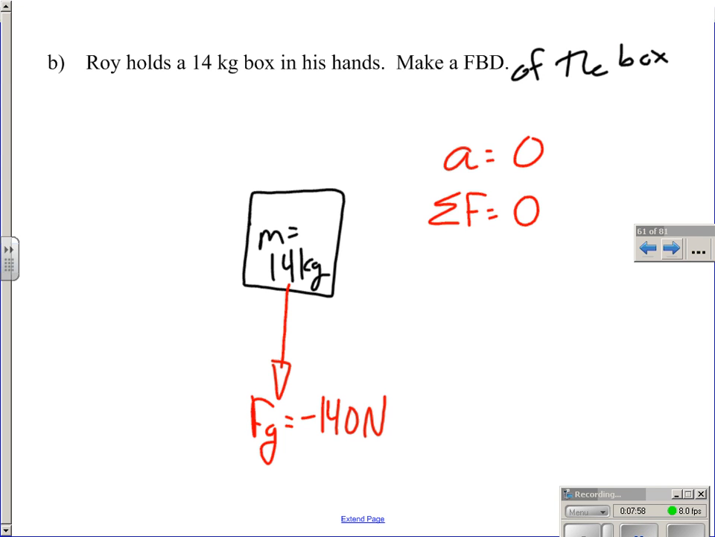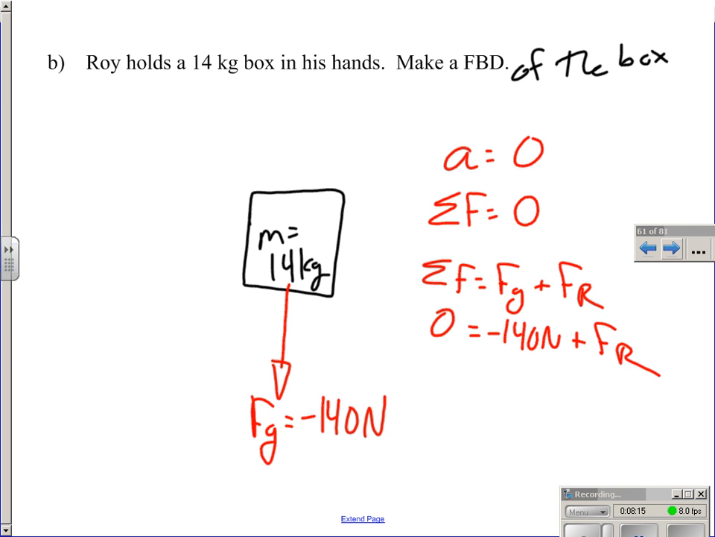So that means that, let's see, our net force in this problem is the force of gravity plus, we already said Roy had to be pushing it, right? So those are only 2 forces. We know our net force is 0. We know our force of gravity is negative 140 newtons. So what does the force of Roy have to be? Well, if you add 140 to both sides, that's got to be your force of Roy. Basically, all you're doing is you're saying gravity's pulling this down with 140 newtons. So Roy must be pushing it up with 140 newtons to prevent it from falling, right? So there's your free body diagram.